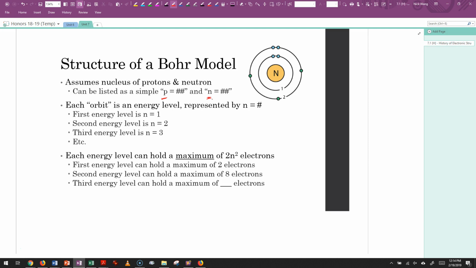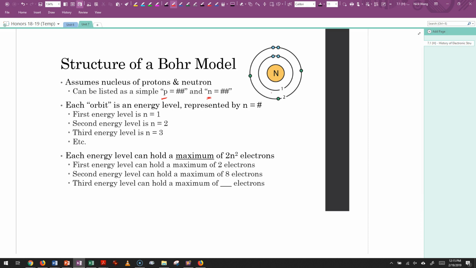Then each orbit, so each ring, is effectively an energy level, which we discussed before. And it's represented by n equals blank. This is also a little confusing because these two n's refer to different things. This N, in the nucleus, refers to the neutrons. This n equals something is referring to the rings themselves, the actual orbits. So the first energy level is given the label n equals 1. The second energy level is given n equals 2, n equals 3, and so on and so forth.